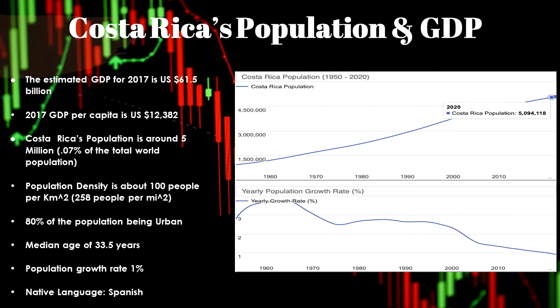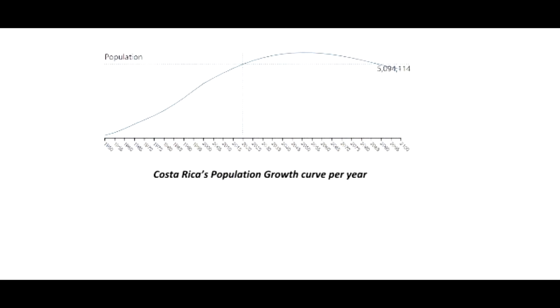Costa Rica's population and GDP. The estimated GDP for 2017 is 61.5 billion. The GDP per capita is $12,382. Costa Rica's population is around 5 million. It's about 0.07% of the total world's population.